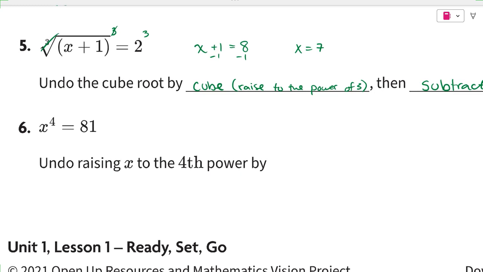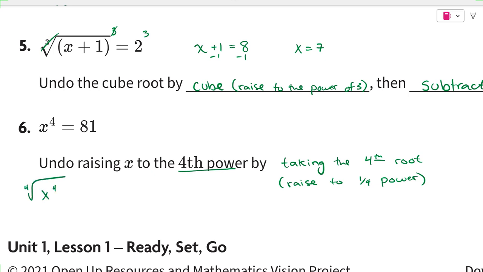Okay. Undo raising x to the 4th power by taking the 4th root. Again, we could also use another power. Raise to the 1/4, we can use the reciprocal power. And I'll show what both of those look like. Right, so if I were to take the 4th root, I use the radical symbol on both sides. I'm going to do the principal root of 81, which is going to be a positive.